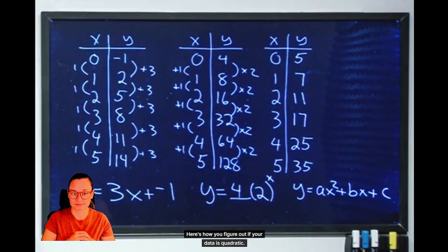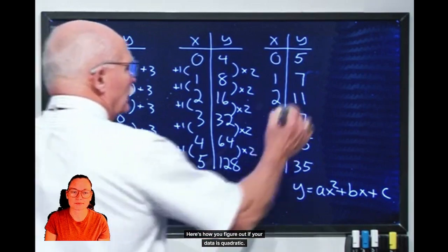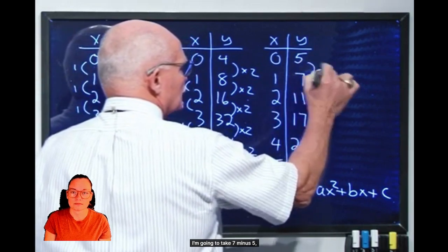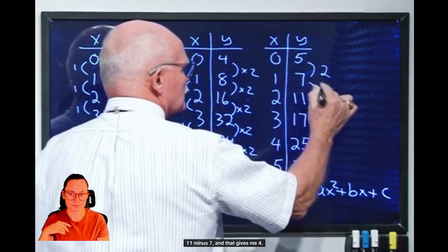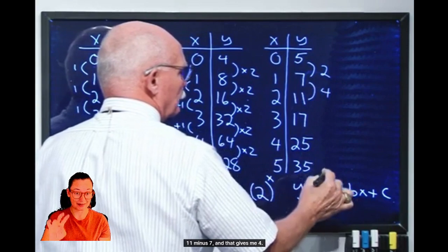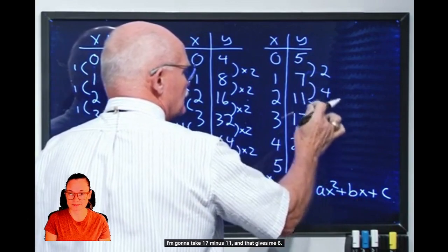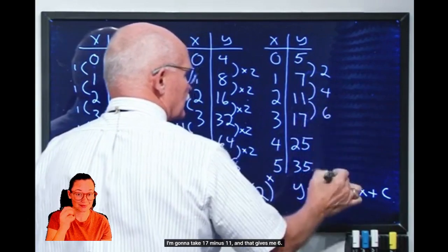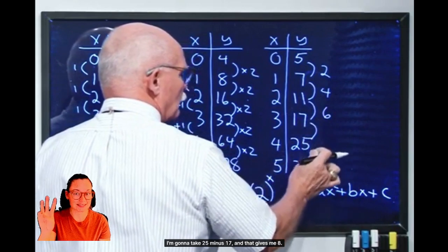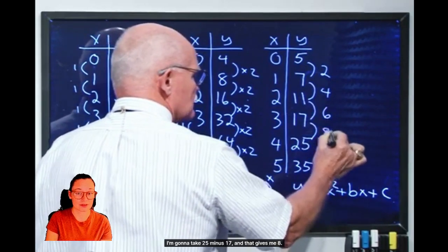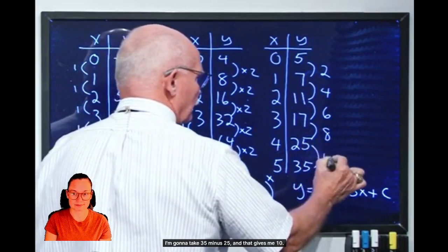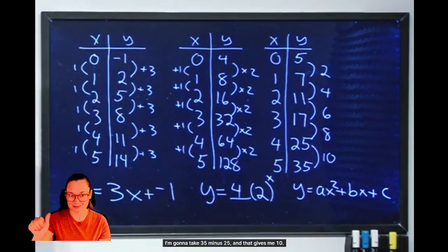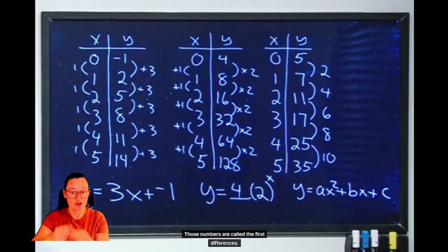But here's how you figure out if your data is quadratic. I'm going to take 7 minus 5, and that gives me 2. I'm going to take 11 minus 7, and that gives me 4. I'm going to take 17 minus 11, and that gives me 6. I'm going to take 25 minus 17, and that gives me 8. I'm going to take 35 minus 25, and that gives me 10. Those numbers are called the first differences.